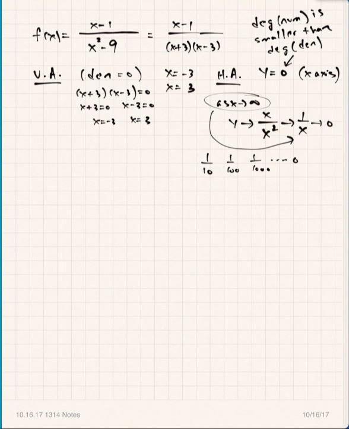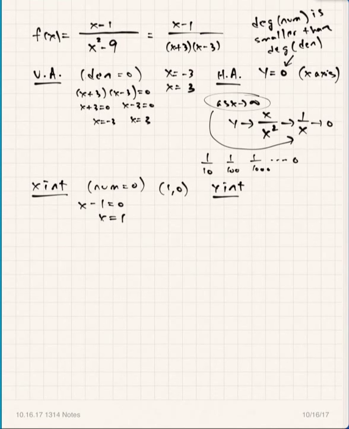All right, and then we have the x-intercept. Remember, the x-intercept is where the numerator is equal to 0, and the numerator is equal to 0 in this problem when x is equal to 1. So that's our x-intercept at (1, 0). Notice that (1, 0) is an x-intercept, but the x-axis is the horizontal asymptote, so this is a graph that actually crosses its horizontal asymptote. And then for the y-intercept, we substitute 0 for x, and you get y equals 0 minus 1 over 0 minus 9, or positive 1/9. So you have a y-intercept at (0, 1/9).